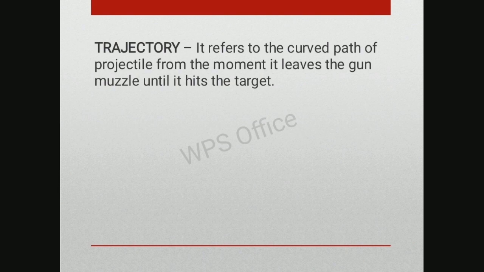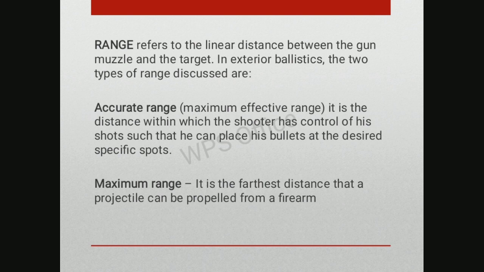Rather, it will rise for a moment, then go down as it nears the subject. So it has a curve that goes up, then comes down upon hitting the target. It's not straightforward as we usually think. So that curved path is known as the trajectory, the rise and fall of the bullet during its flight.